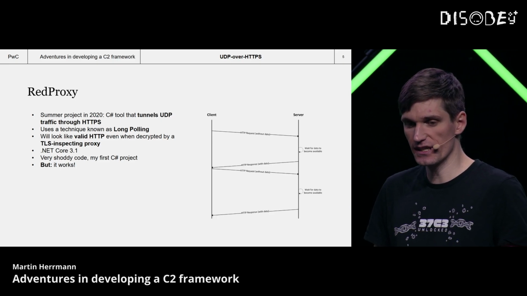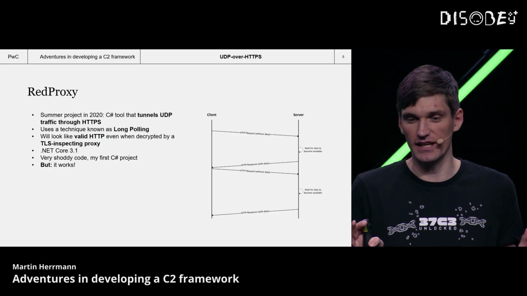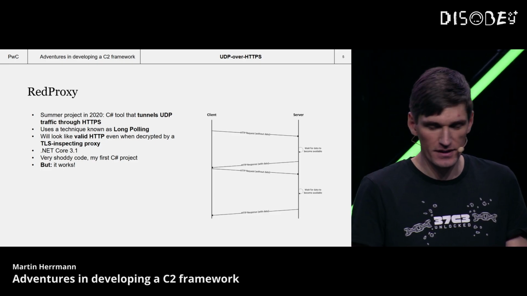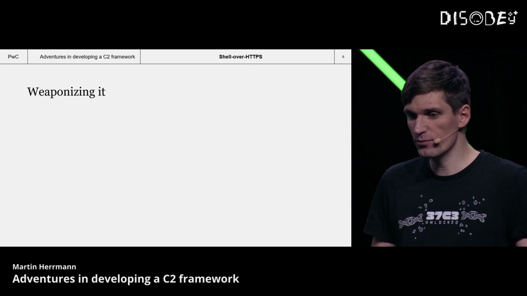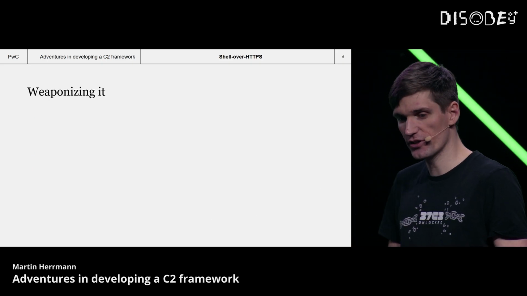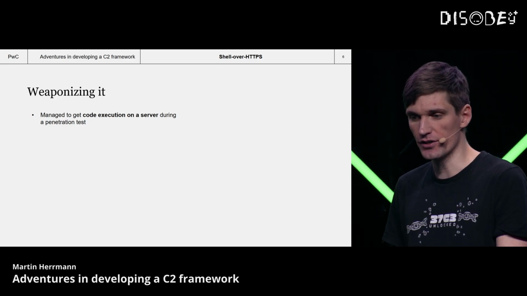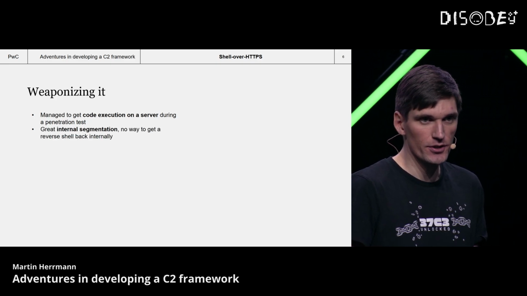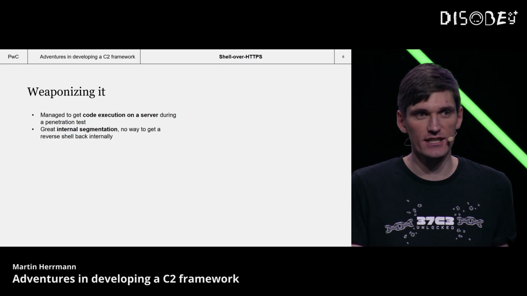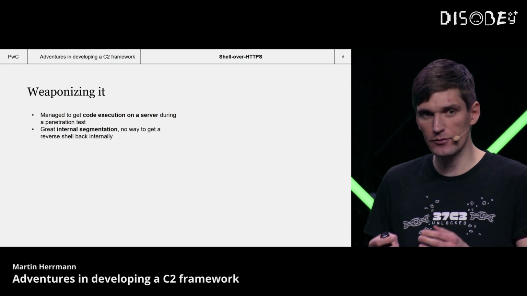That's Red Proxy, and that is basically the origin of our C2 framework, even though it doesn't look like it yet. Then, a few months later, at the end of 2020, we actually weaponized it in an unexpected way, because we were at a customer where we got code execution on a machine. And the problem was that this customer actually had great internal segmentation. As a penetration tester, I can tell you that this is sadly something we don't see very often.